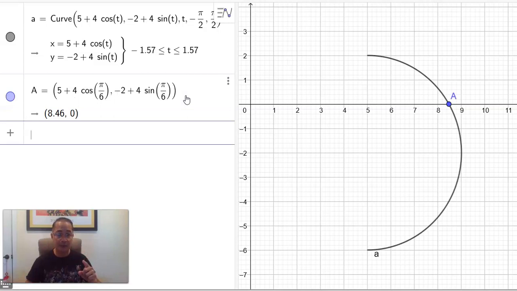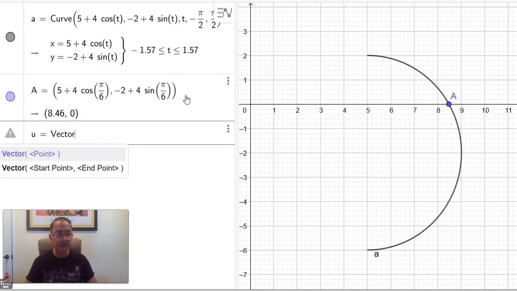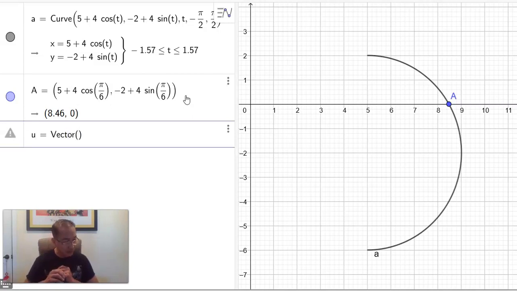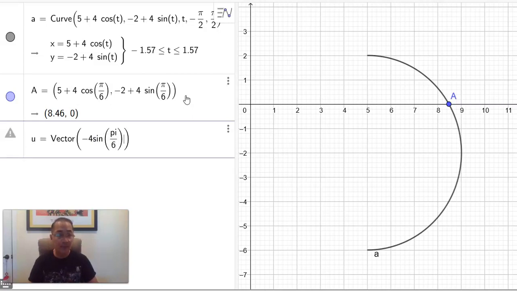That's a point. We have a vector which is -4 sine t, 4 cosine t. So -4 sine pi/6 and 4 cosine pi/6.